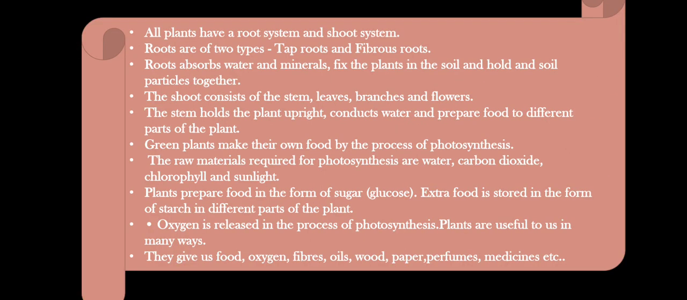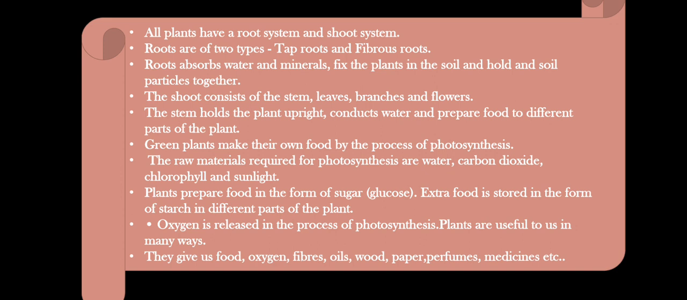So quick recall now. All plants have a root system and shoot system. Roots are of two types, tap roots and fibrous roots. And roots absorb the water and minerals from the soil, fix the plants in the soil and hold the soil particles together. The shoots consist of stem, leaves, branches and flowers. And the stem holds the plant upright, conducts water and prepared food to different parts of the plants.